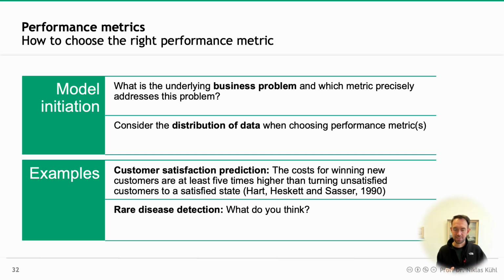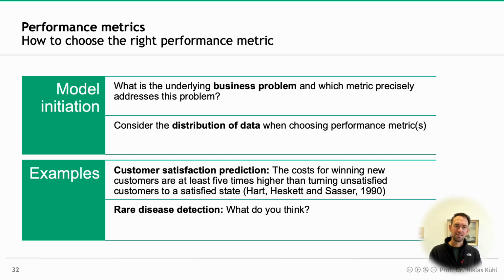We would rather make a mistake by calling up a customer and offering them some kind of benefit when they were never unhappy in the first place than missing out on one customer who was unhappy and never received a phone call. So much for the customer satisfaction prediction that we did. What about rare disease detection? What do you think is the right way there? What should we emphasize? Precision or recall? That's something that we can definitely discuss in class.